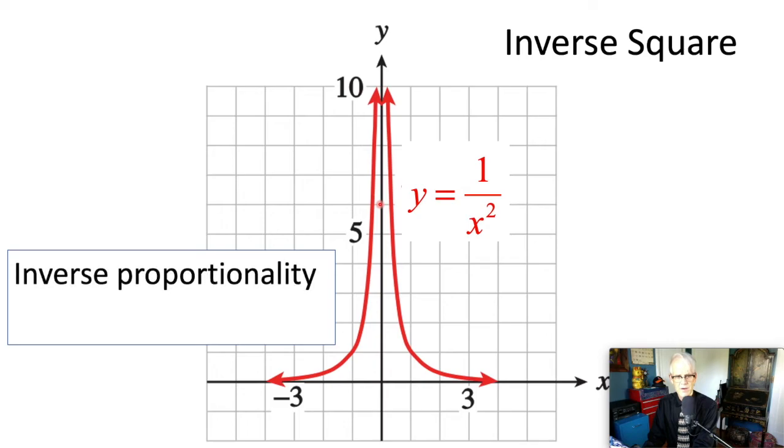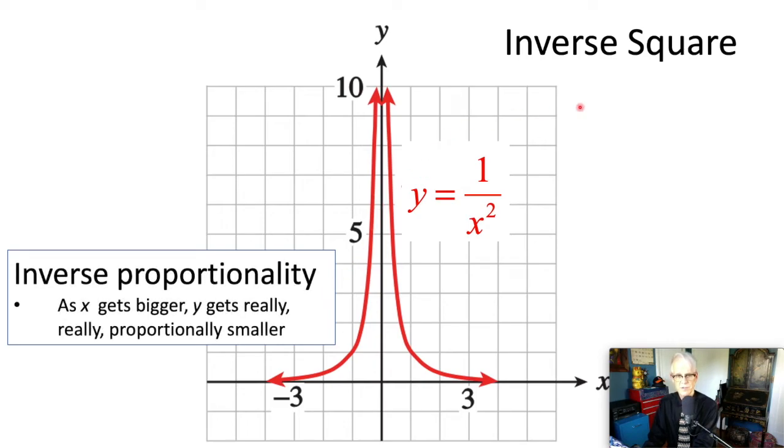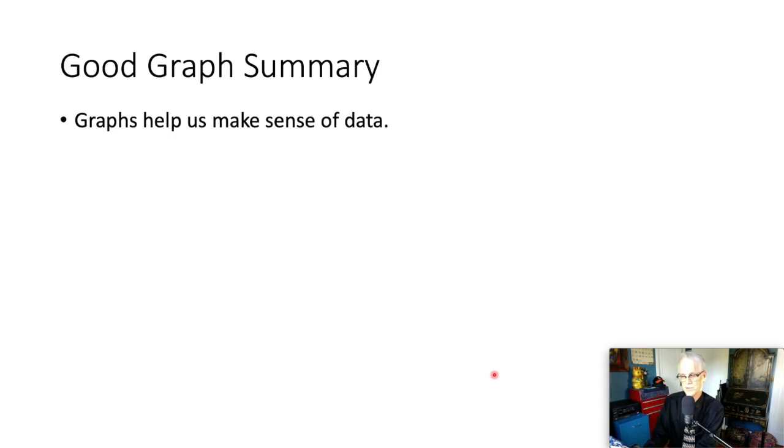Now our other inverse proportionality that we'll see is the inverse square, or something that looks like y equals 1 over x squared. So as x gets bigger, we're going to the right here, y gets really, really proportionally much, much smaller. It drops down.